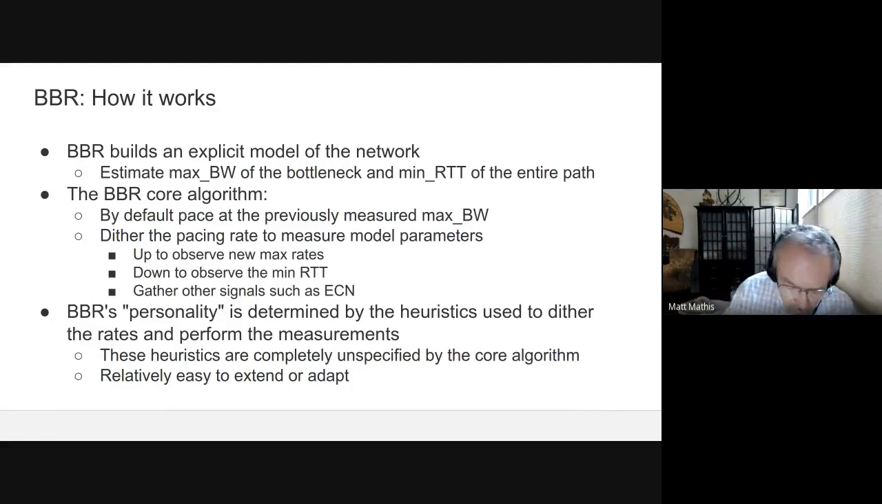So the way BBR works is it measures the bandwidth of the network, and then it paces by default at the previously measured max bandwidth and does measurements by dithering the data rate up and down, up to observe max rates, down to observe min RTT, and gathers other signals. This framework is very straightforward, simple and clear. The dynamics of BBR, how it plays with other protocols, is determined by the details of the heuristics used to dither the rates to perform the measurements. And they're sort of outside of the core algorithm, so they're easy to adapt and extend.